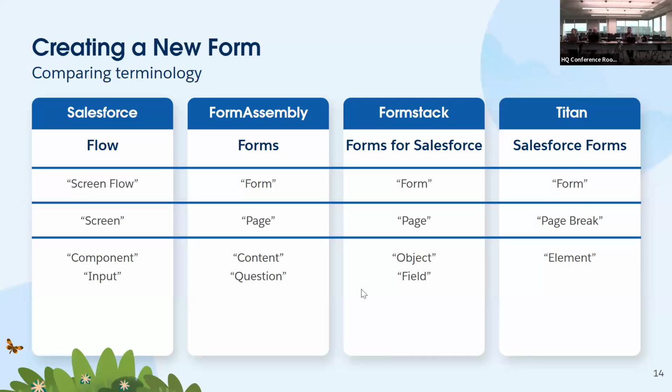Here are the equivalents. From other form tools, you might be used to creating a form or creating pages for that form. You add content, you add questions. In the Salesforce world, we're going to create a screen flow for every form that we want to spin up. If we want it to be multiple pages, we can use different screen elements on the flow canvas. And as far as the input fields, the content or the questions, we're going to use input components, maybe some display text, to add what we want people to see in the user interface.